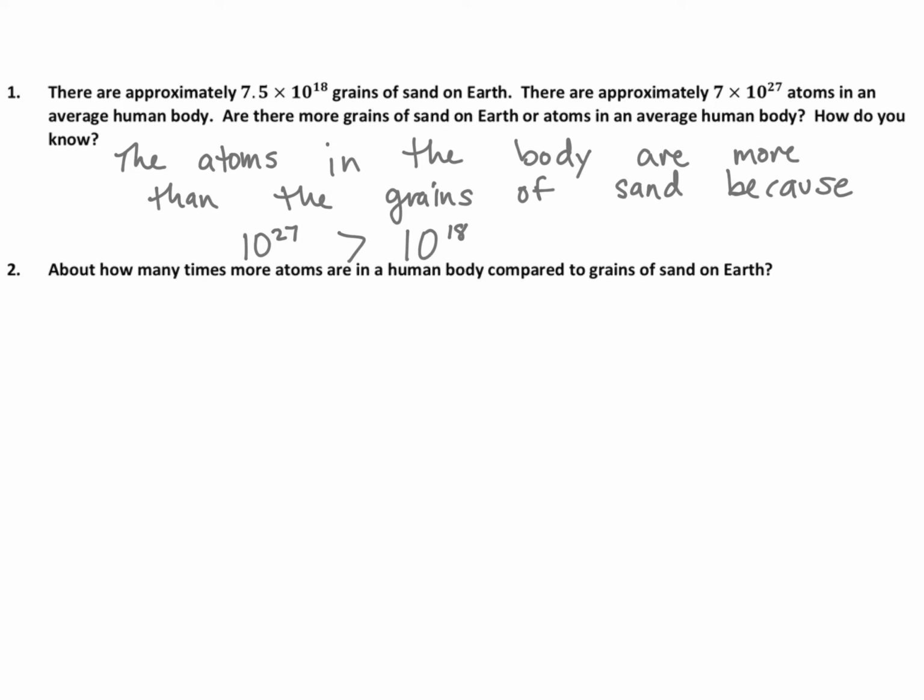2. About how many times more atoms are in the human body compared to grains of sand on the earth. When it says how many more, we subtract. But when it says how many times more, we divide. So we're going to take the bigger number and divide it by the smaller number.